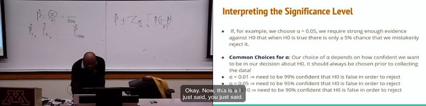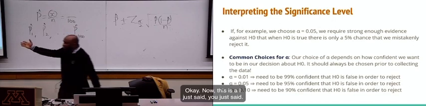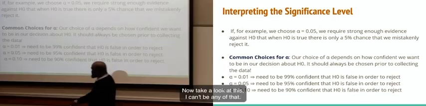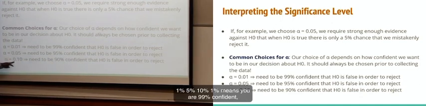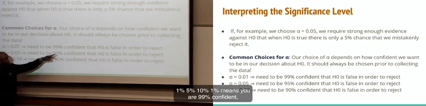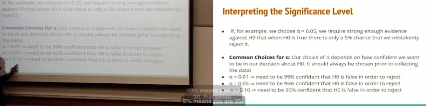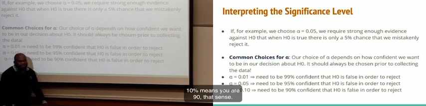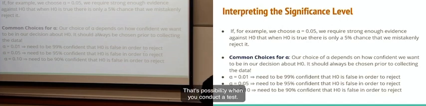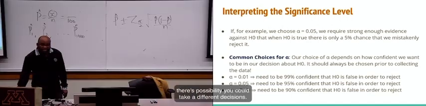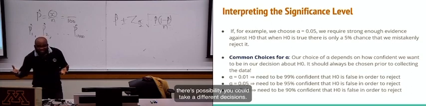Okay, now this is what we just said. Take a look at this. Alpha can be any of that: 1%, 5%, 10%. 1% means you are 99% confident. 5% means you are 95. 10% means you are 90. Does that make sense? So there's a possibility when you conduct a test and use a different level of significance, you could take a different decision.